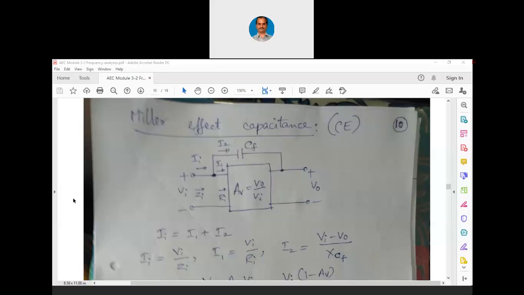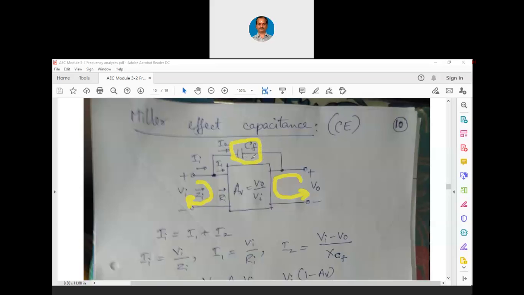What we want now is, when the Cf is there, how can we apply KVL? For this circuit, we cannot apply KVL directly. We can apply KVL at the input side, and we can also apply KVL at the output side, right? But you can see that this particular Cf is in between input and output.